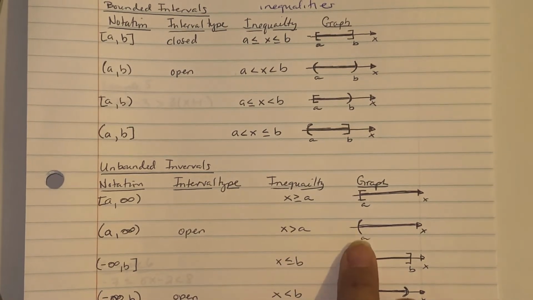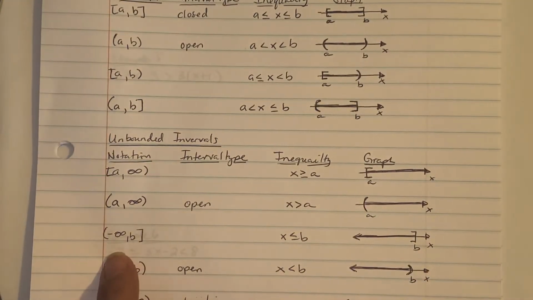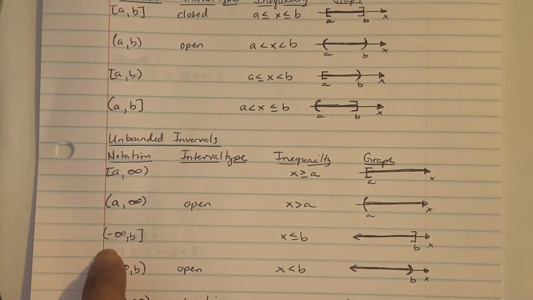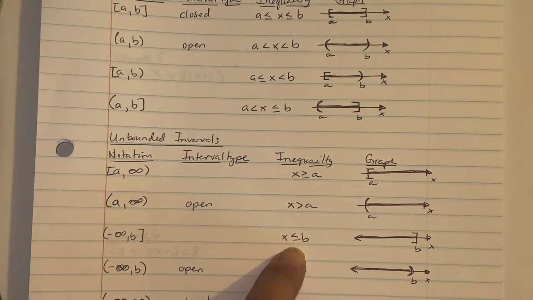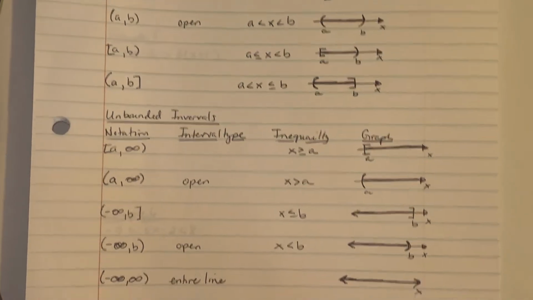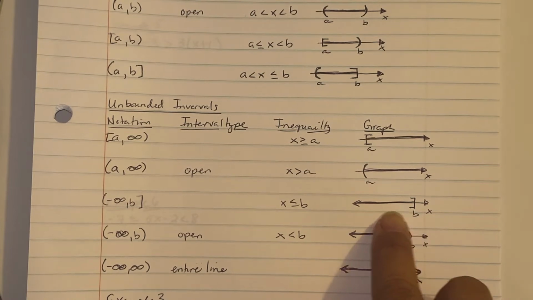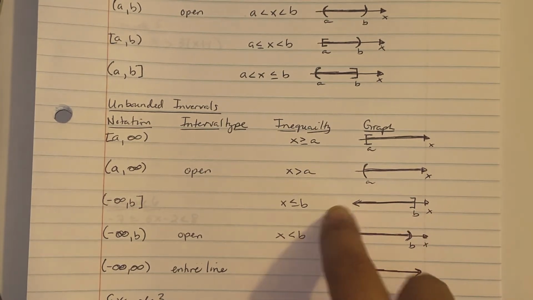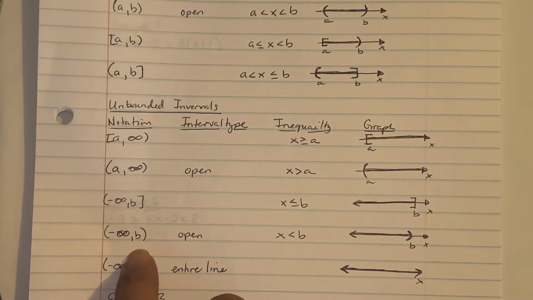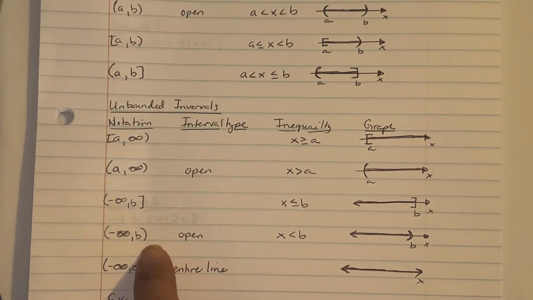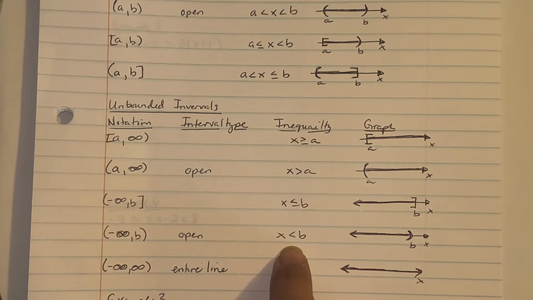Same thing when it's going to negative infinity. So it's going to be parentheses on the negative infinity side, b is closed, means all the values of x are going to be less than or equal to b. The graph line is going to have a bracket at b and it's going to go towards the left to negative infinity. Again, it can become open when it's parentheses of negative infinity comma b, close the parentheses, means all the values of x are less than b, not including the value of b.